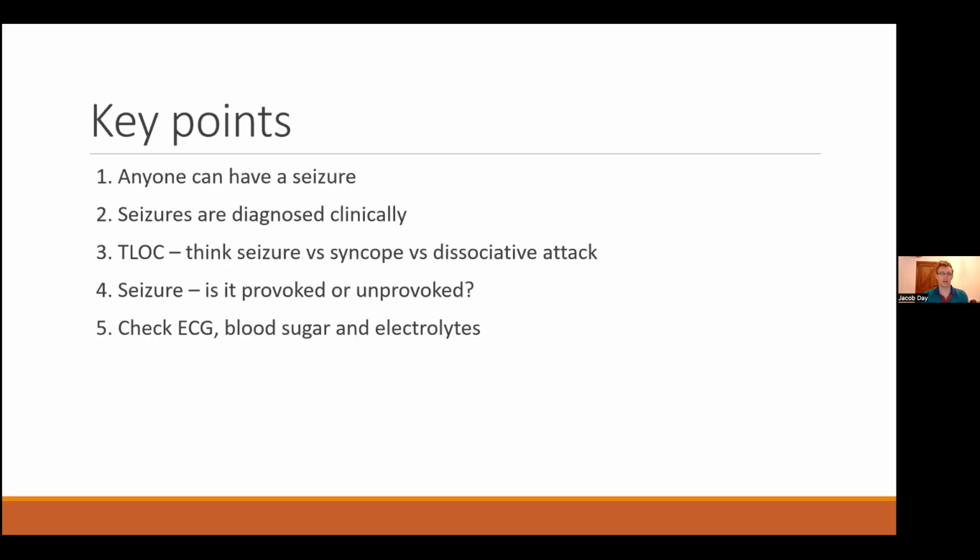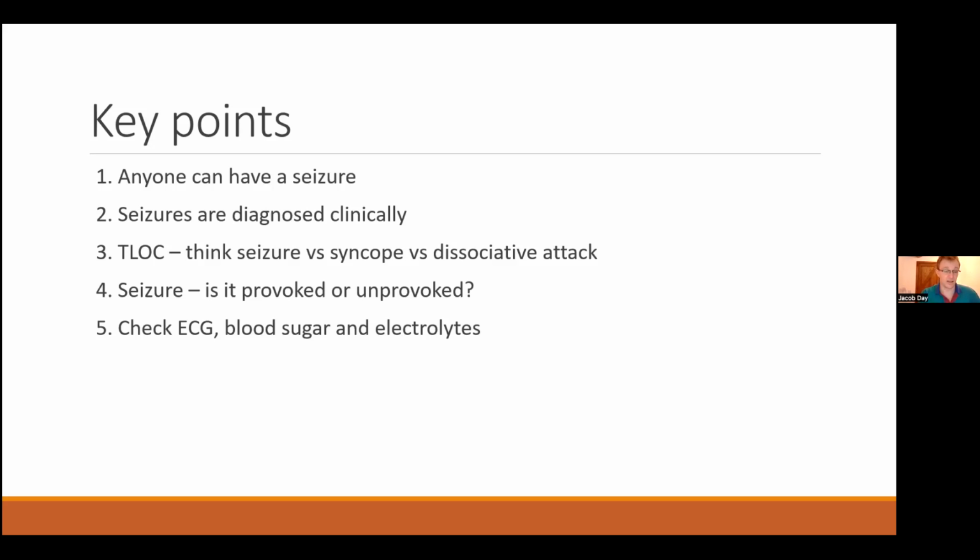Okay, that's me done. Five key points to take home. One, anyone can have a seizure. You don't have to have epilepsy. Seizures are diagnosed clinically. All it needs is a careful history from the patient and from the witness. You don't need any tests to diagnose a seizure. Think about seizure versus syncope versus a dissociative attack.